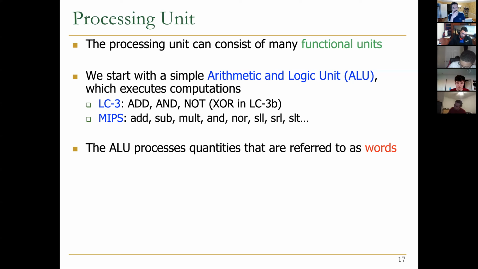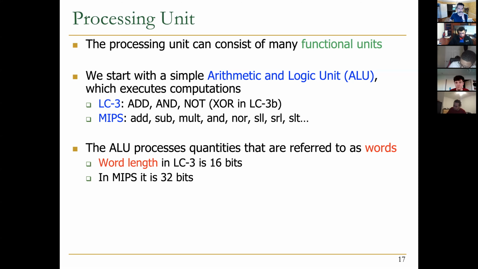And the ALU processes these quantities, basically referred to as words. For example, the word length in LC-3 is again 16 bits, in MIPS it is 32 bits. And this size, as you know, might vary depending on the particular implementation of the ALU.